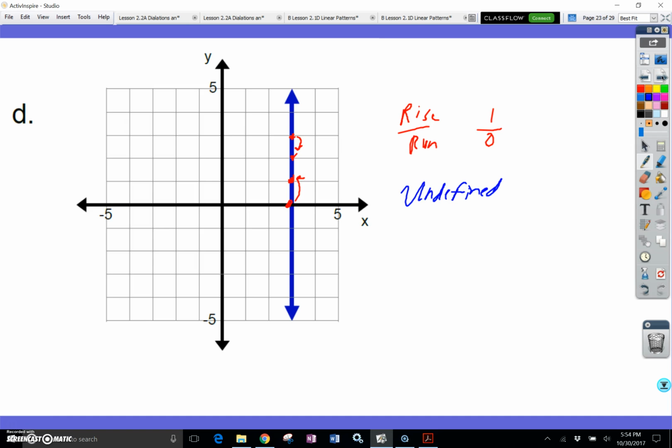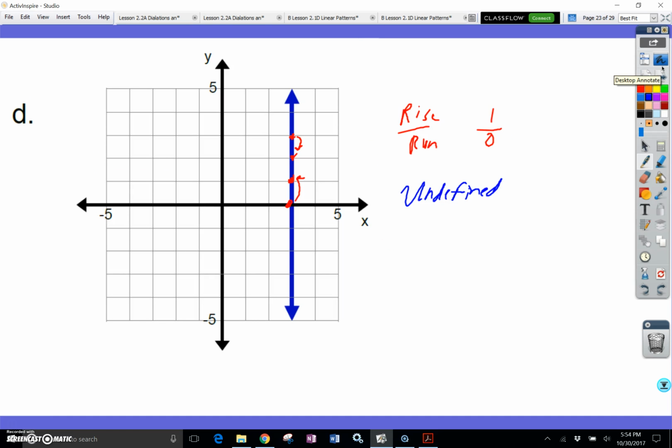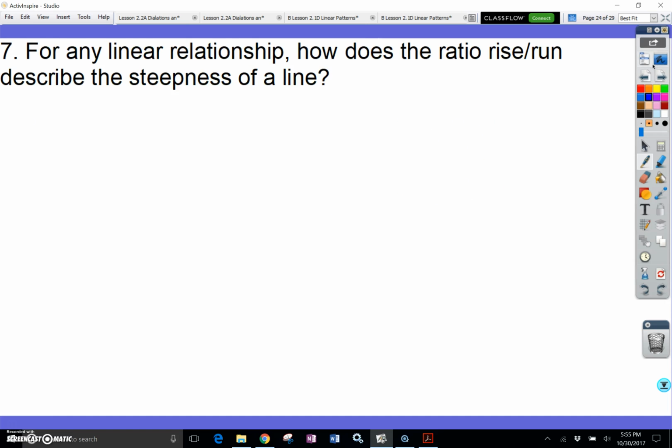Undefined slope. So remember, when it's a horizontal line, you're going to have a 0 slope. When you have a vertical line, you have an undefined slope. And it's always because of the ratio we have, up 1 over 0 of rise over run.